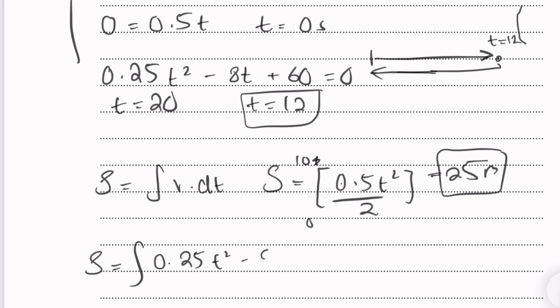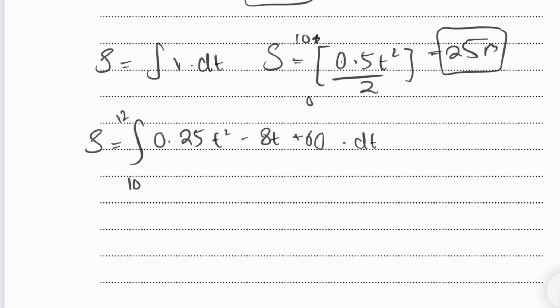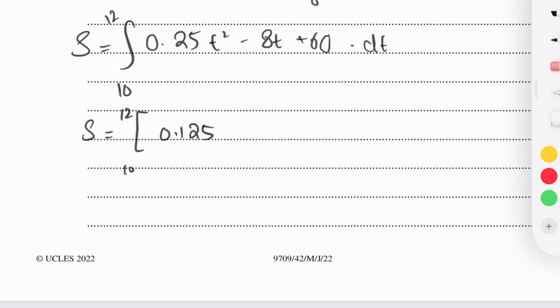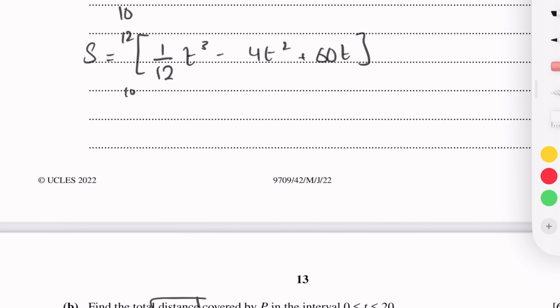So I would recommend integrating the second equation, 0.25 t squared minus 8t plus 60, with respect to time between 10 and 12. 0.25 divided by 3 is going to be 1 over 12. So it's going to be 1 over 12 t cubed minus 4t squared plus 60t, and if you plug in the limits this time, you get 1 over 12 times 12 cubed minus 4 times 12 squared plus 60 times 12, and that's going to equal 288.